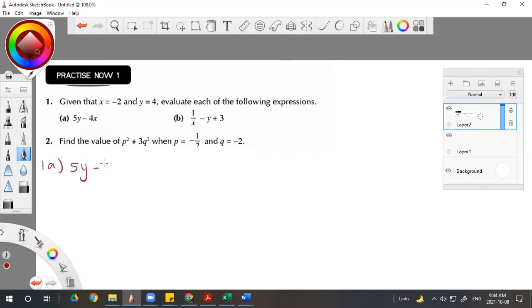So kan 5y minus 4x, right? What is y? Y-nya 4, x-nya negative 2. Not 54 ya, hati-hati ya guys. Y is 4, but it's not 54, but 5 times 4, subtract 4 times negative 2, right? 5 times 4 is 20, 4 times 2 is 8, plus. Kenapa plus? Soalnya negative times negative. So the answer will be 28, right?